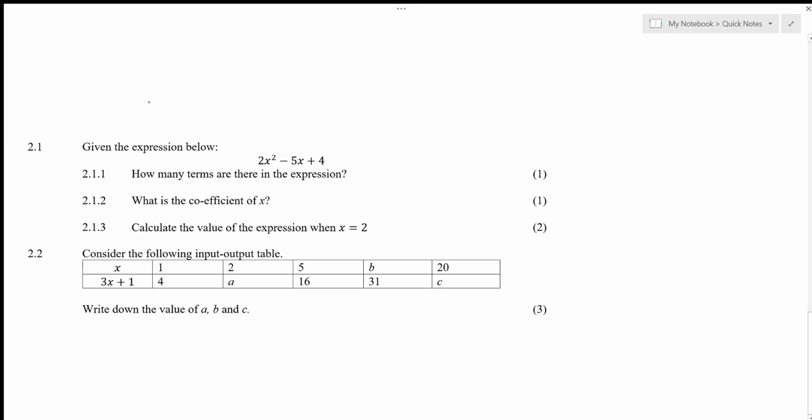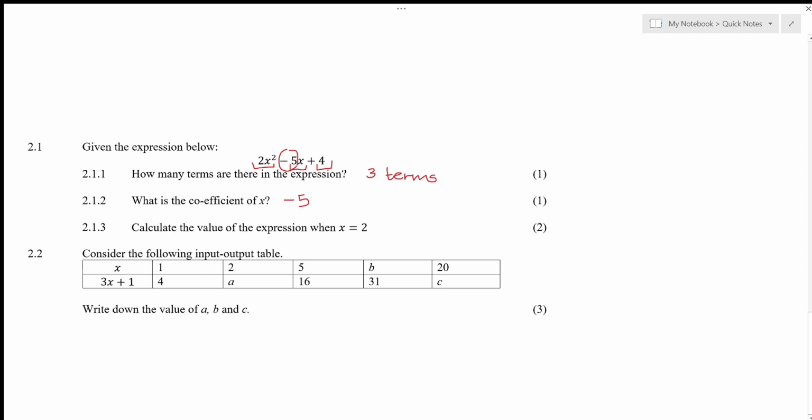Okay, so I'm assuming you've attempted this, so let's carry on. How many terms are there in the expression? So again, we're going to separate them using your plus and minus signs, and you'll see that there are 3 terms here. You go and look at the next one. The next one is, what is the coefficient of x? It's not saying x squared, it's saying x. So if you look in front of x here, you have your negative 5. So you'd write negative 5.